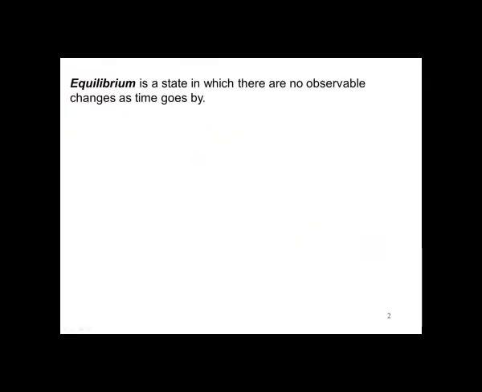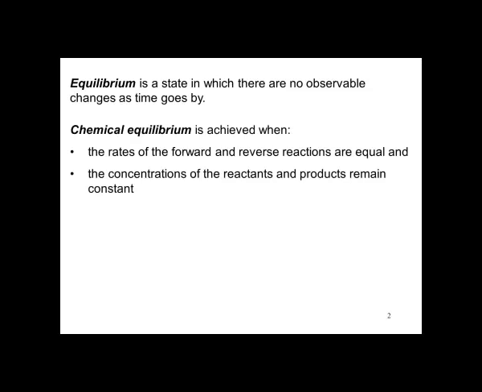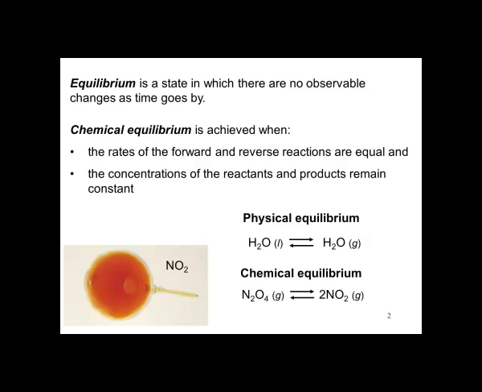Chemical equilibrium. Equilibrium is a state in which there are no observable changes as time goes by. Chemical equilibrium is achieved when the rates of forward and reverse reactions are equal and the concentrations of the reactants and products remain constant. There are physical equilibriums and there are chemical equilibriums.